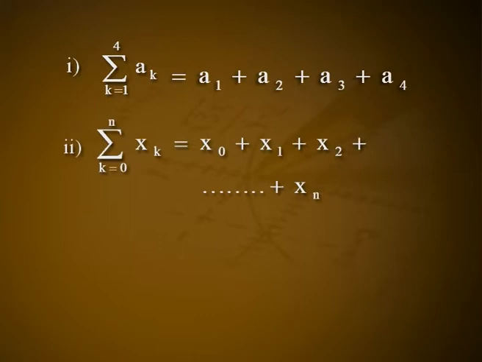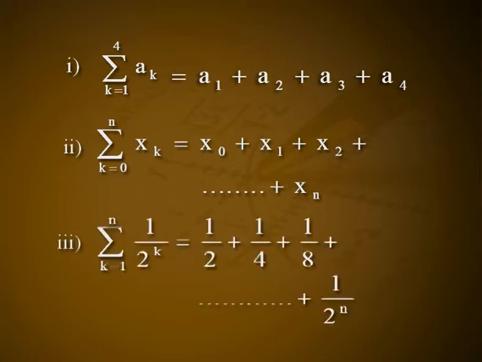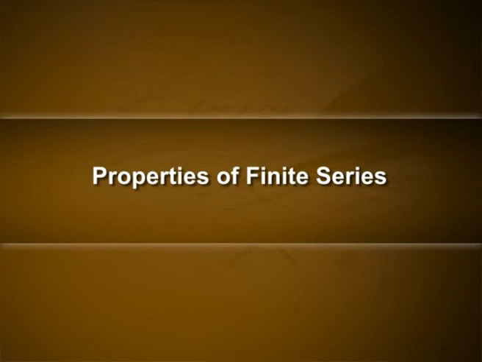Example 1. Sigma k equal to 1 to 4 of ak is equal to a1 plus a2 plus a3 plus a4. Sigma k equal to 0 to n of xk is equal to x0 plus x1 plus x2 plus ... plus xn. Sigma k equal to 1 to n of 1 by 2 raised to k is equal to 1/2 plus 1/4 plus 1/8 plus ... plus 1 by 2 raised to n.